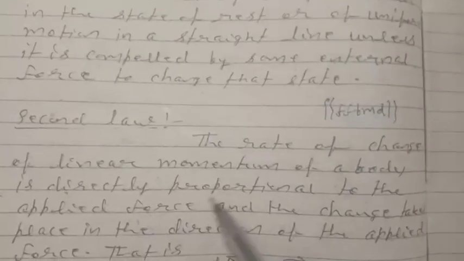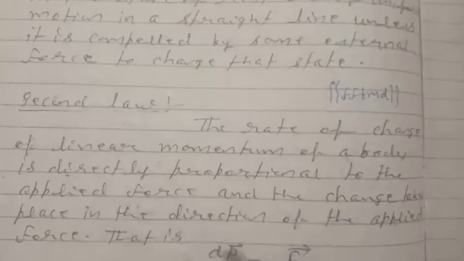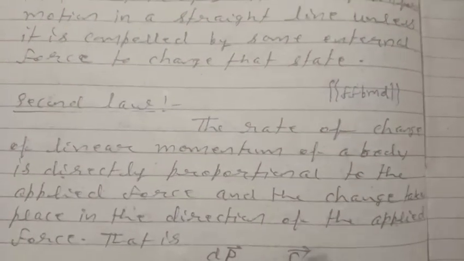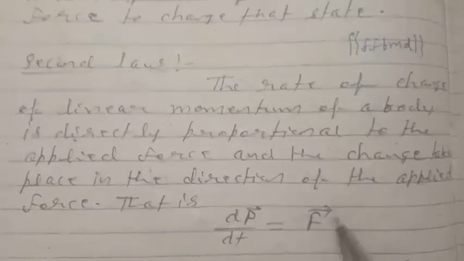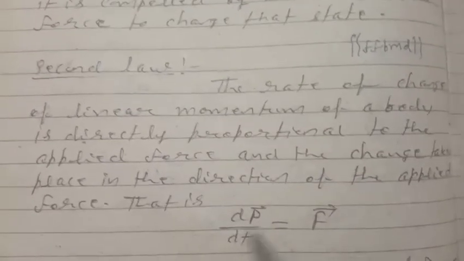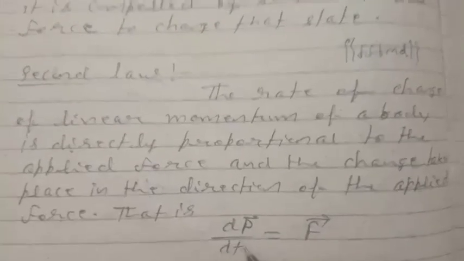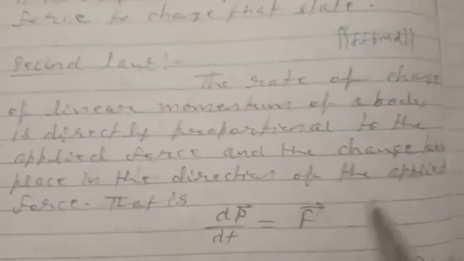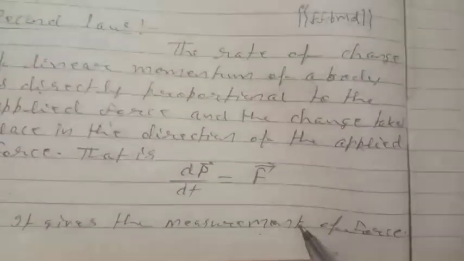Now the second law: the rate of change of linear momentum of a body is directly proportional to the applied force, and the change takes place in the direction of the applied force. That is, dp by dt equals F. Here p is the momentum vector, and dp by dt represents the rate of change of the momentum vector with respect to time, which is equal to the applied force vector. It gives the measurement of force.